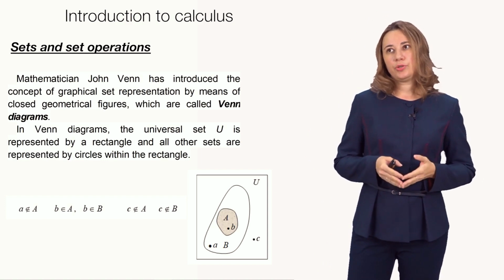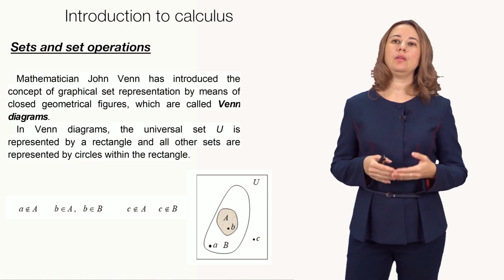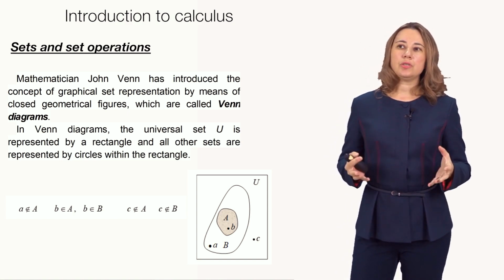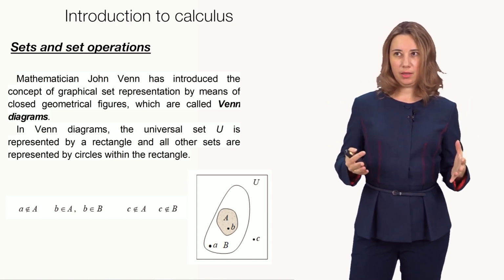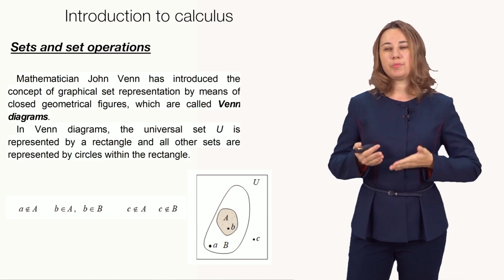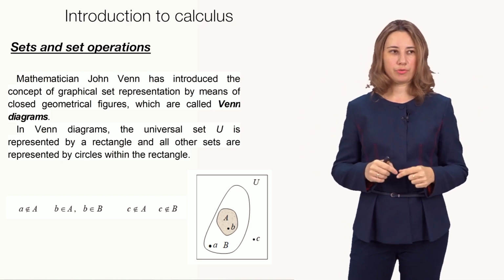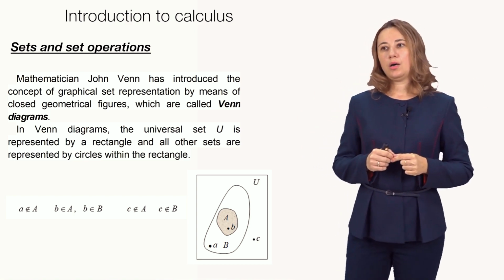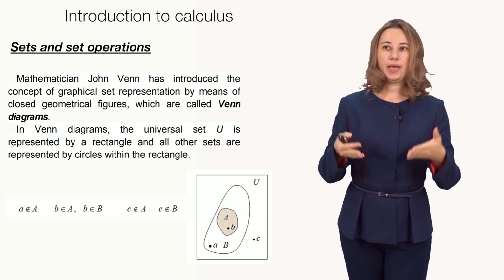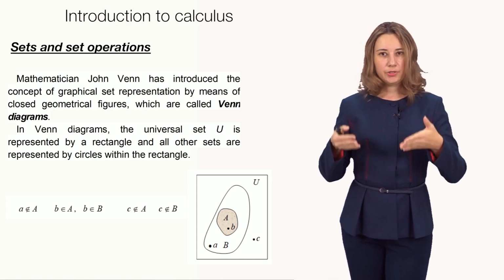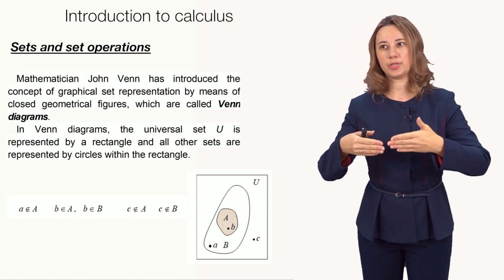It can be helpful to use Venn diagrams when operating with sets. In the Venn diagrams, the universal set, capital U, is presented by a rectangle, and all other sets are represented by circles or any closed region inside this rectangle. Well, as we see, there are two sets, capital A and capital B, contained in our rectangle that represents the universal set capital U.